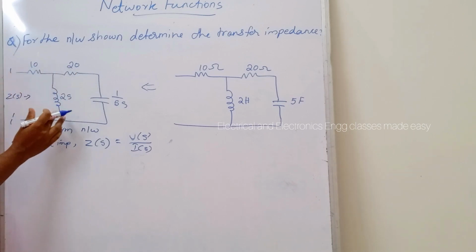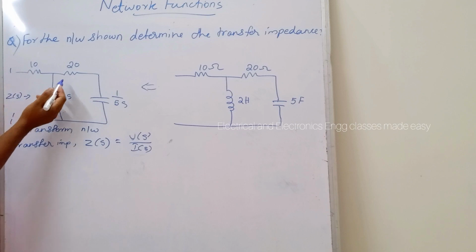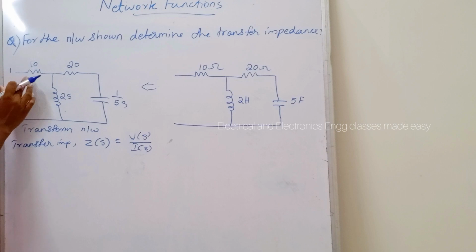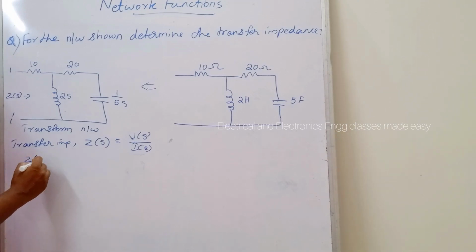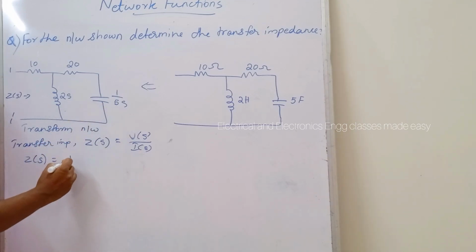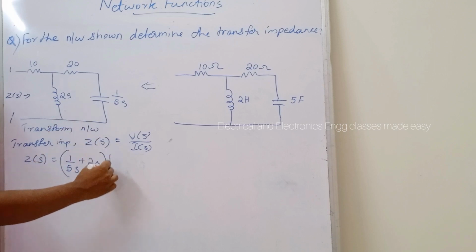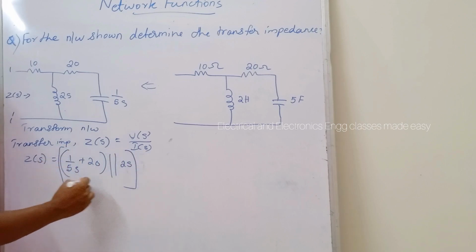Z of S we can find very easily because here this capacitor and resistor are in series, which is in parallel to this inductor, and which is again in series with this 10 ohm resistor. So Z of S here is 1 by 5S plus 20, that is these two in series, which is in parallel with the 2S, and which is in series with the 10.